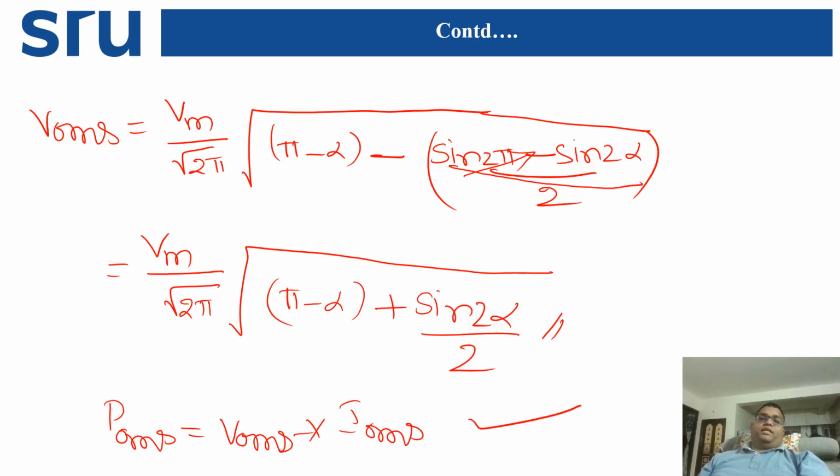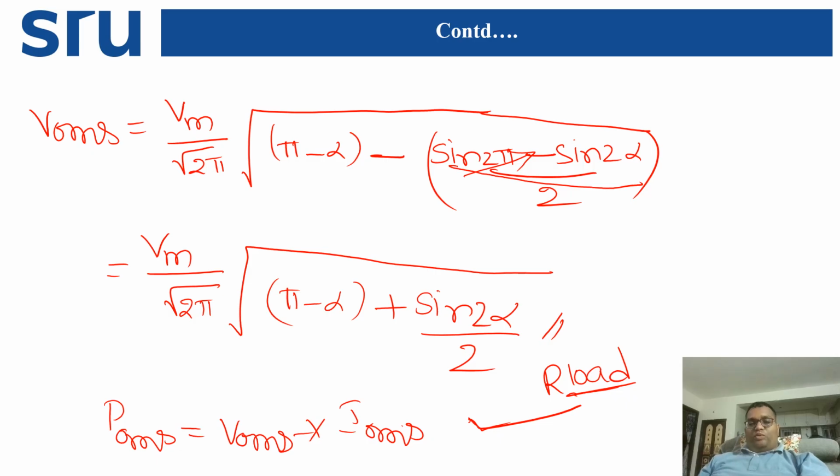So this is the R load derivation for the full wave bridge type configuration. Previously it was midpoint, now it is bridge type configuration. The circuit will be exactly different, and the waveforms and derivations will be a little similar.